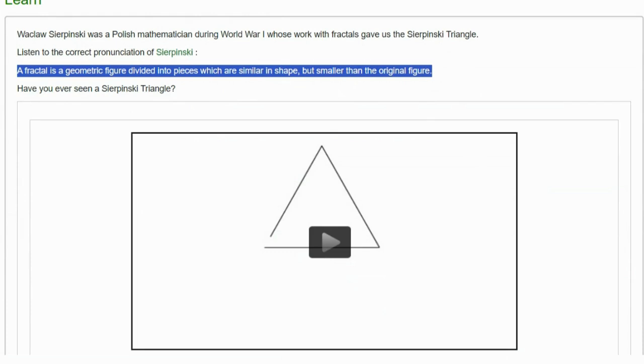Oh, and here we have the correct pronunciation of Sierpinski. Here, let's listen to that.